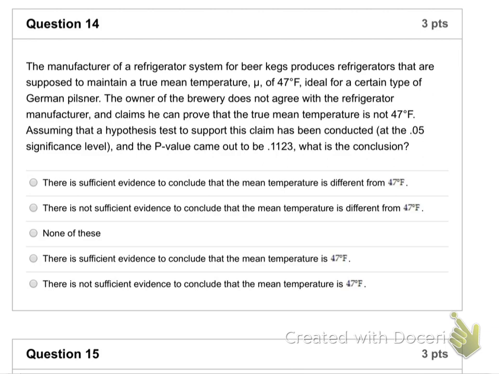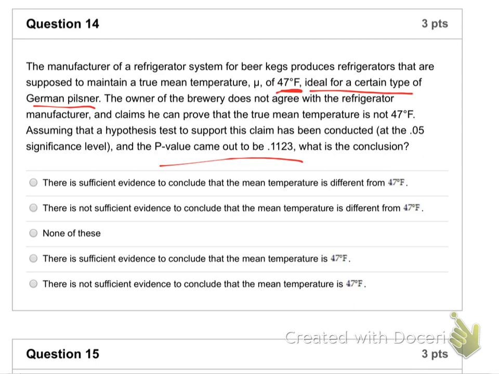Two more. Number 14. A manufacturer of a refrigerator system for beer kegs produces refrigerators that are supposed to maintain a true mean temperature of 47 degrees Fahrenheit, ideal for a certain type of German, how do you say that, Pilsner? The owner of the brewery does not agree with the refrigerator manufacturer and claims he can prove that the true mean temperature is not 47 degrees. Assuming that a hypothesis test to support this claim has been conducted at the 0.05 significance level and the p-value came out to be 0.1123, what is the conclusion?